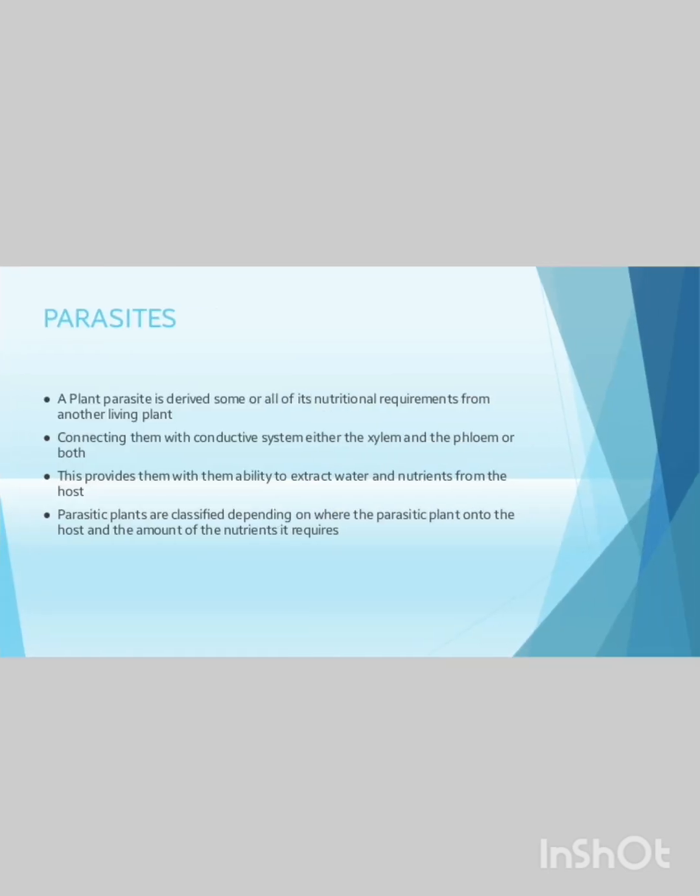Next, parasites. A plant parasite derives some or all of its nutritional requirements from another living plant, connecting to it with conductive systems, either the xylem, the phloem, or both. This provides them with the ability to extract water and nutrients from the host. Parasitic plants are classified depending on where the parasitic plant attaches to the host and the amount of nutrient it requires.